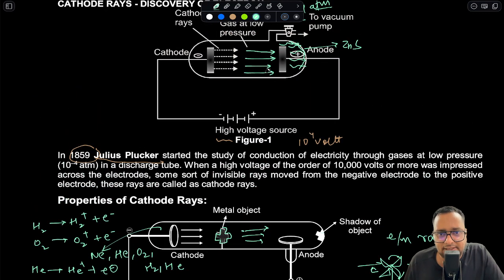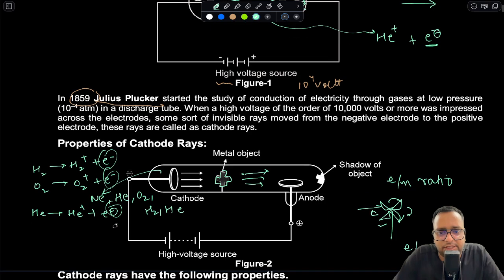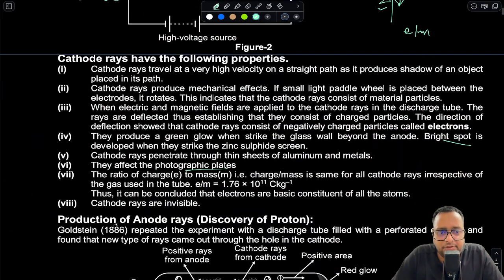So in this container, what happens? Suppose we have filled the tube with helium: He+ and an electron are there. He+ will move from the positive side to the negative side, and the electron will go from the negative side to the anode. So it doesn't matter whatever gas we have chosen, the electron will remain electron. Okay.